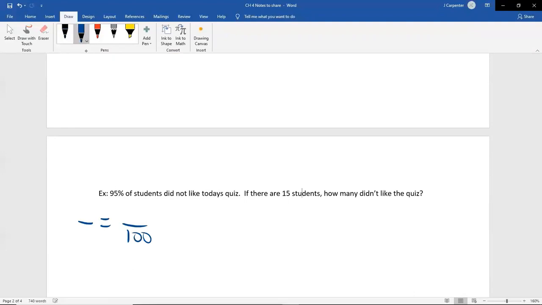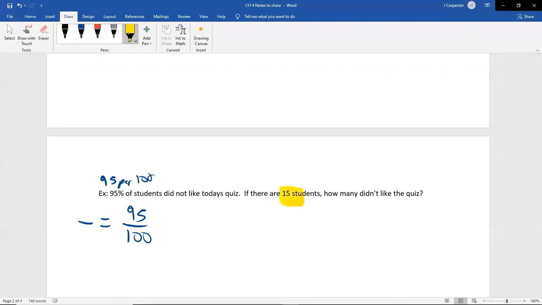Where one of the bottoms is 100, you can make the left bottom 100 if you want, as long as the 95 goes with it. The 95 goes with the 100 because that's the percentage. 95 out of 100, that's what that means. 95 out of 100, or 95 per 100. That's what 95% means. There are 15 students. How many didn't like the quiz?